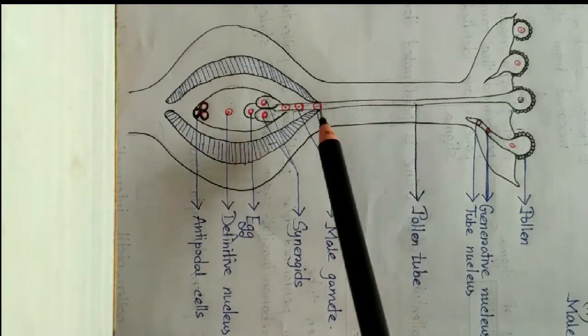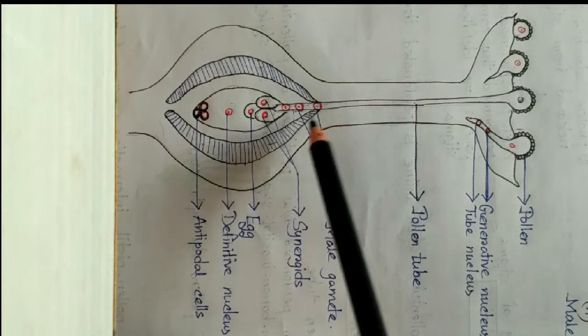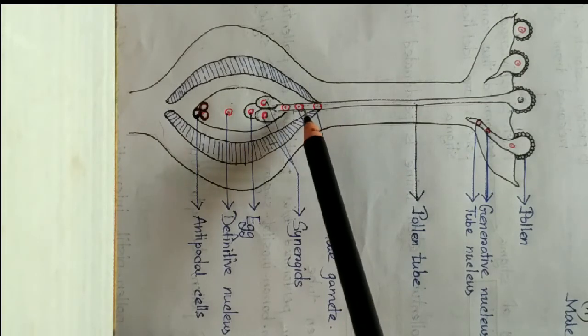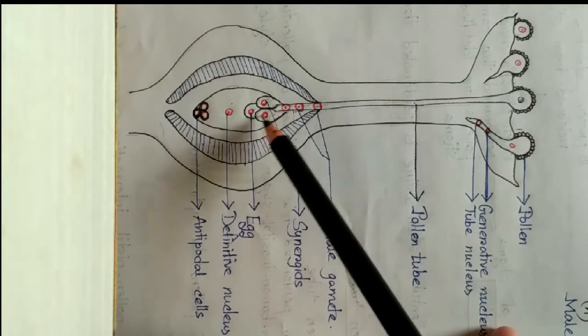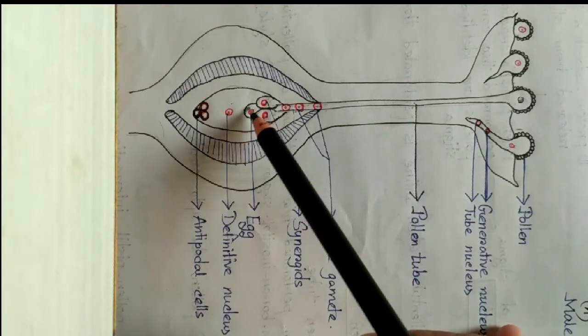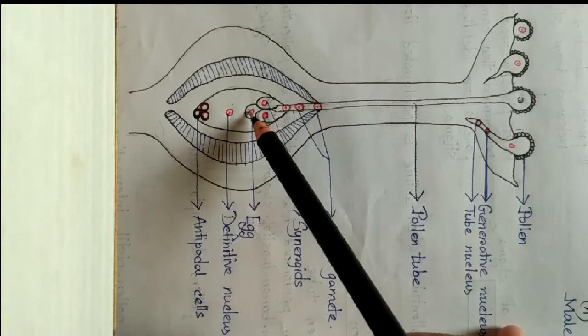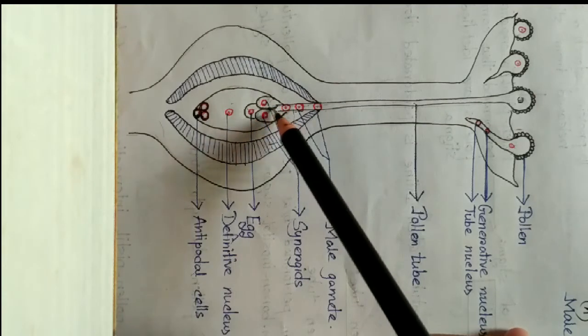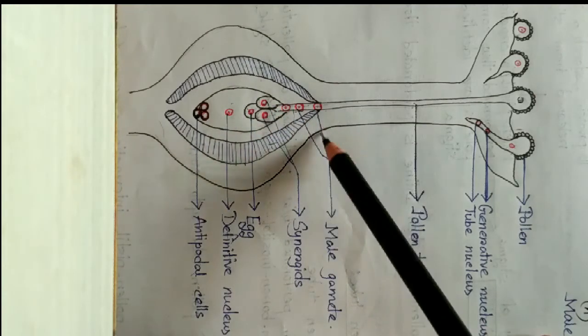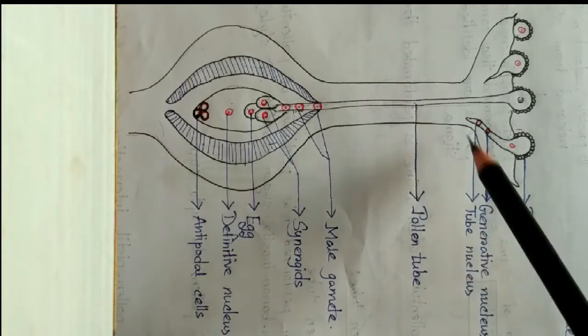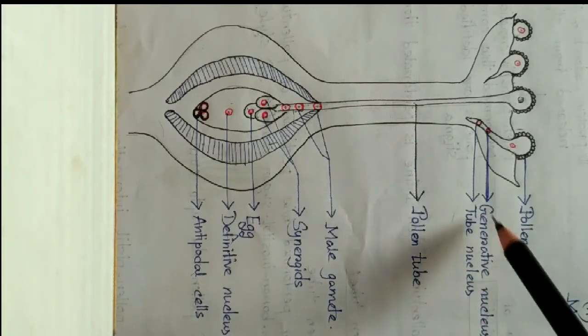So, after entering, the male gametes are attached with the egg portion. This is the egg. These are the two male gametes, and the tube nucleus is destroyed.